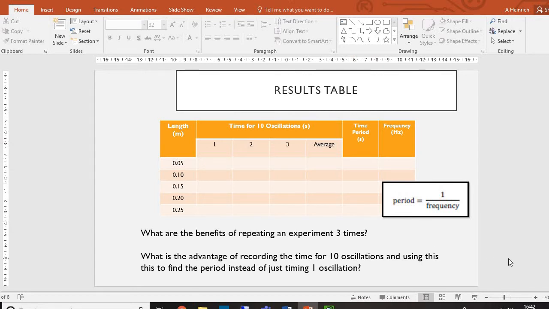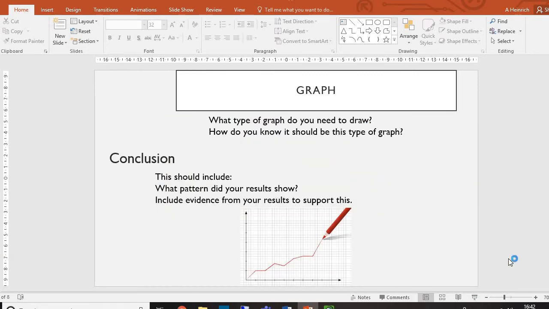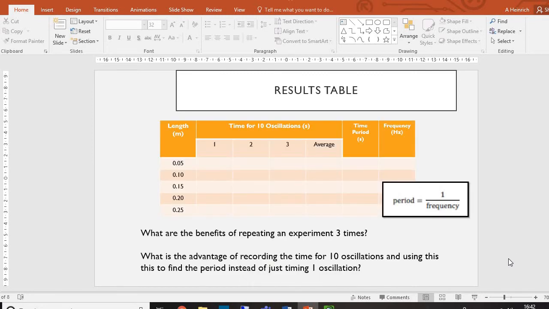So once you've got your results, you're going to then try and create a graph. Think about what type of graph you need to draw and how you know it should be this graph. Now we are looking at 2 bits of data here that we're interested in: the length and the time period. Your length, which remember is your independent variable, is going to go along the bottom of your graph, and the time period, which is your dependent variable, is going to go up the side on the y-axis.